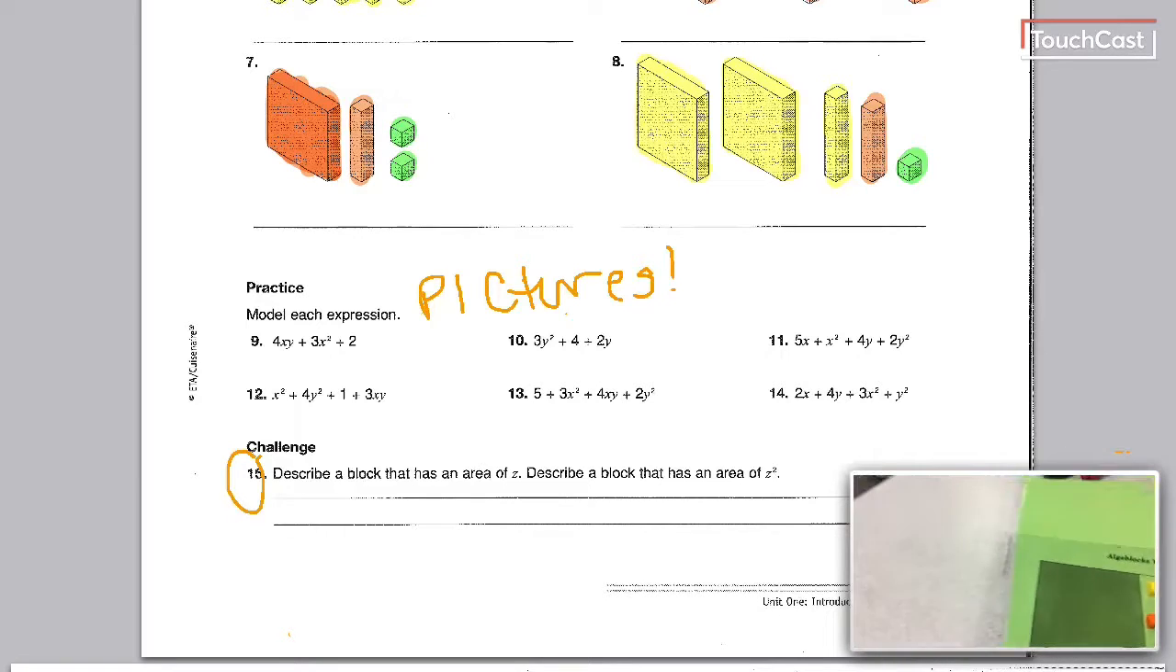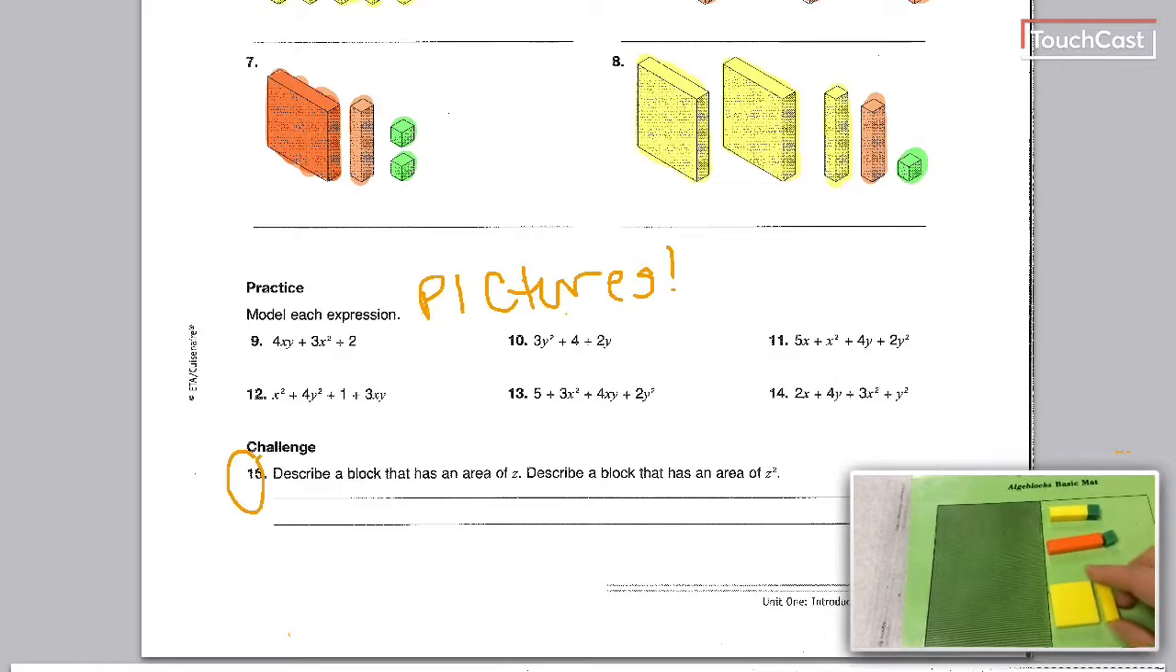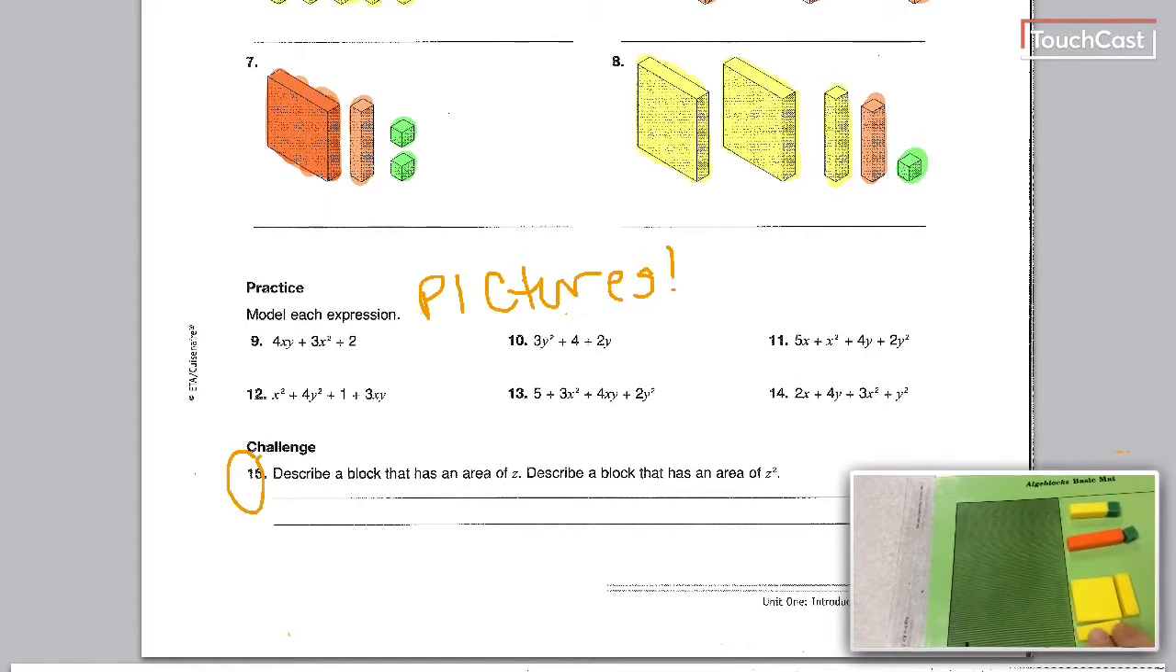And then you want to do one that is z squared. Again, think about our other squares. We know that our x squared has a side length of x and a side width of x. So what must a z squared look like? I know you can handle this. Go ahead and try it.